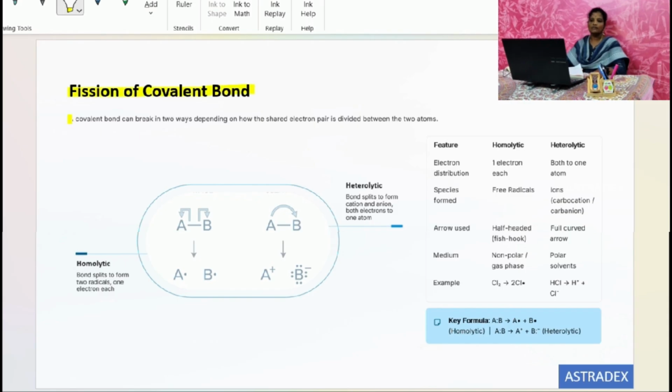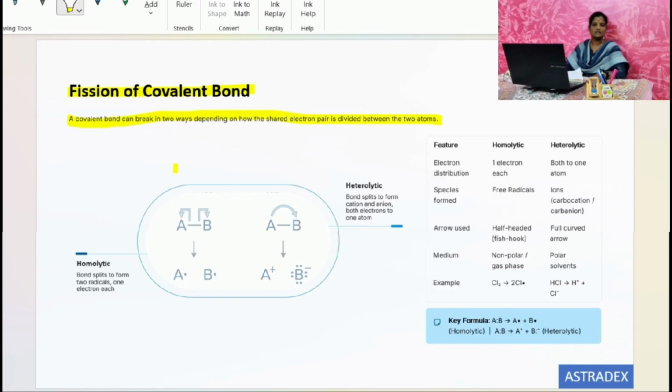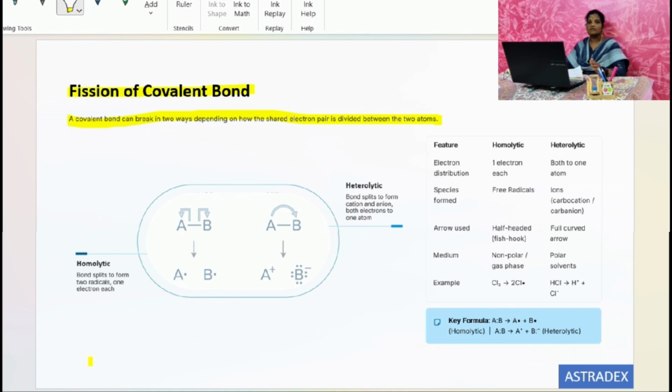A covalent bond can break in two ways depending on how the shared pair is divided between the two atoms. The reagent is going to break it. It depends on the two atoms: if both have the same electronegativity, the fission will be homolytic. If one atom is more electronegative than the other, then definitely it will undergo heterolytic fission.